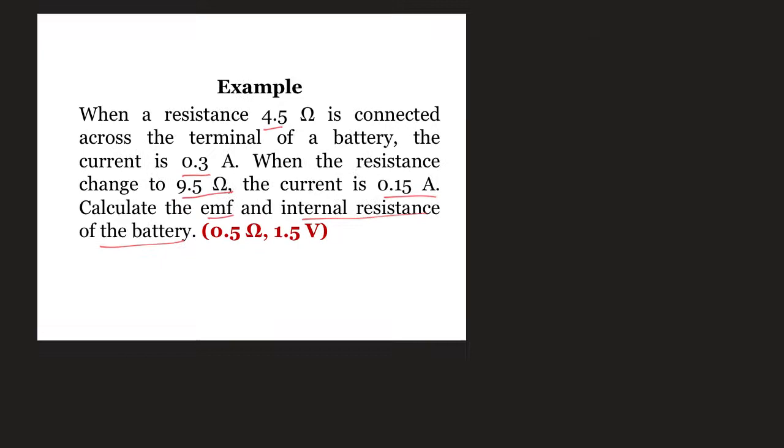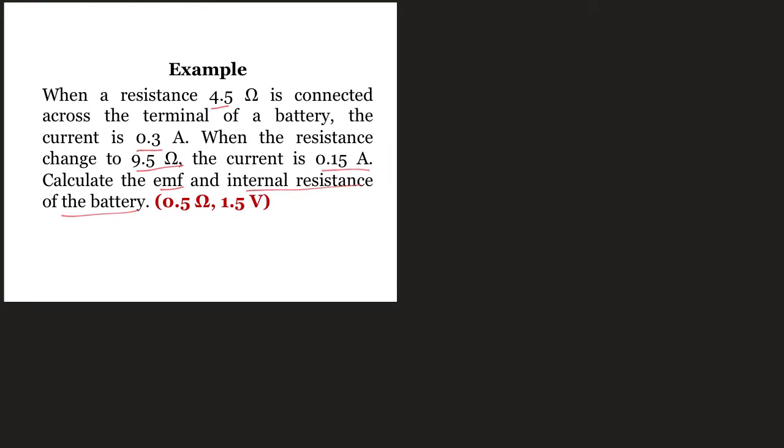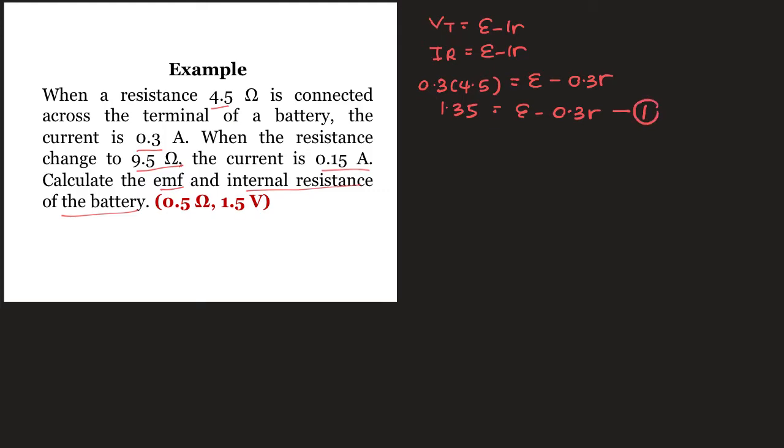So we are going to use the concept of a discharging circuit. We are going to use the formula terminal voltage equals EMF minus Ir, but this one I'm going to write as IR equals EMF minus Ir. So I here is going to be 0.3 multiplied by 4.5. We don't know the EMF, and also not the internal resistance, so put it just as r here. So you are going to get 1.35 equals EMF minus 0.3r. So it's going to be the first equation.